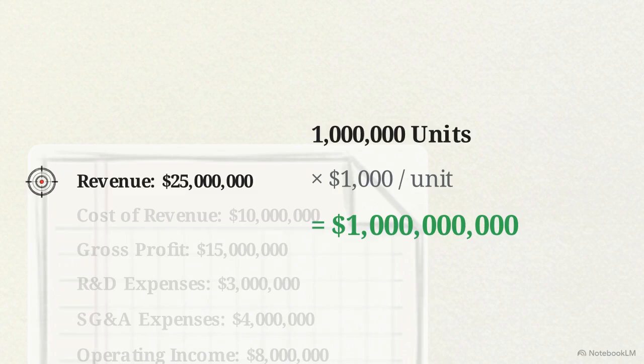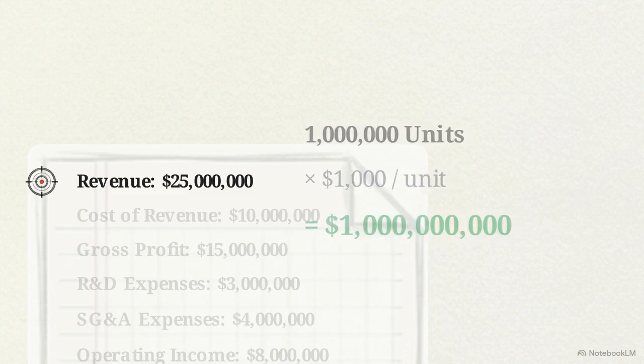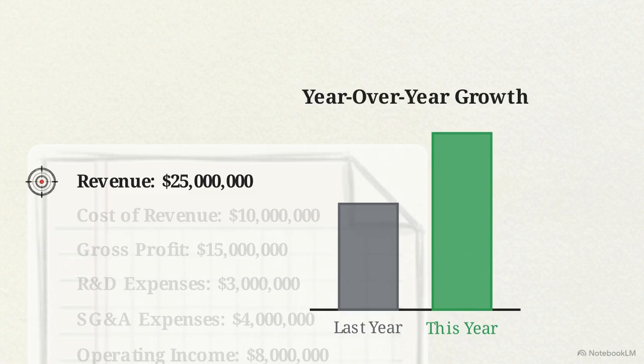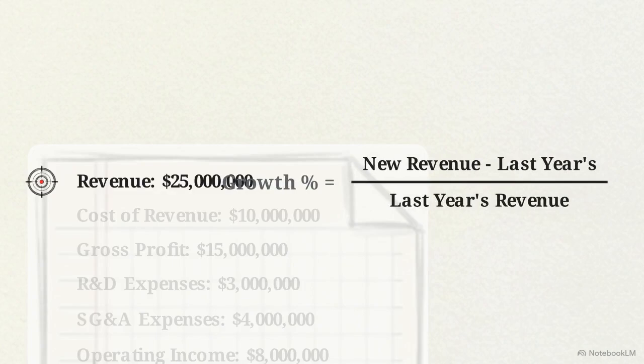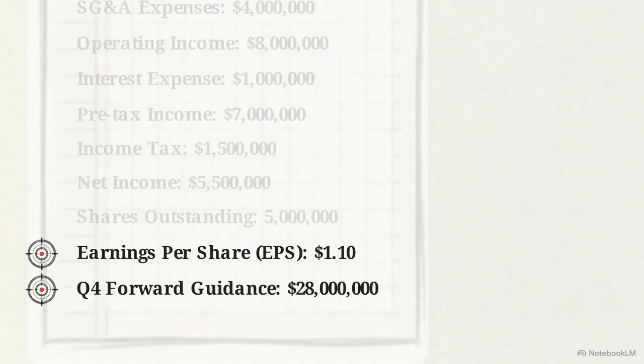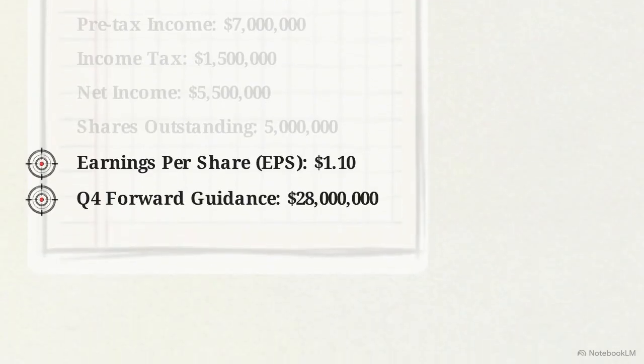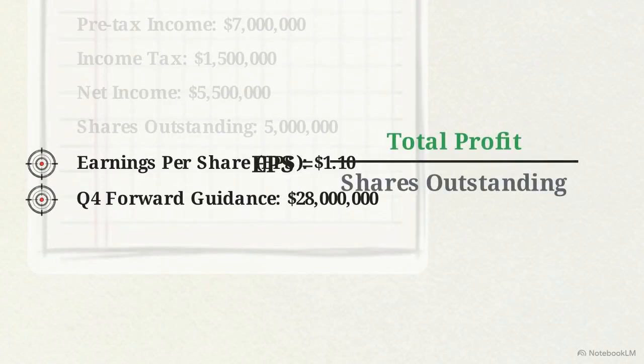This calculates the total money brought in from sales before any expenses are paid out, like selling 1 million phones at $1,000 each to generate $1 billion. To see if customer demand is actually accelerating, we calculate the year-over-year growth. You take the new revenue, subtract last year's revenue, and divide by last year's number.